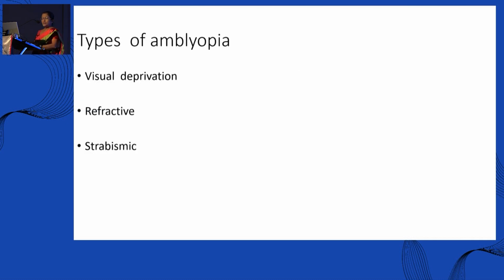First you have to diagnose what type of amblyopia it is, whether it's visual deprivation amblyopia, refractive amblyopia, or strabismic amblyopia. Out of these three, visual deprivation is the worst amblyopia because it's the most difficult to correct and tackle. It takes a longer time to improve, so we have to catch them early and treat them early.